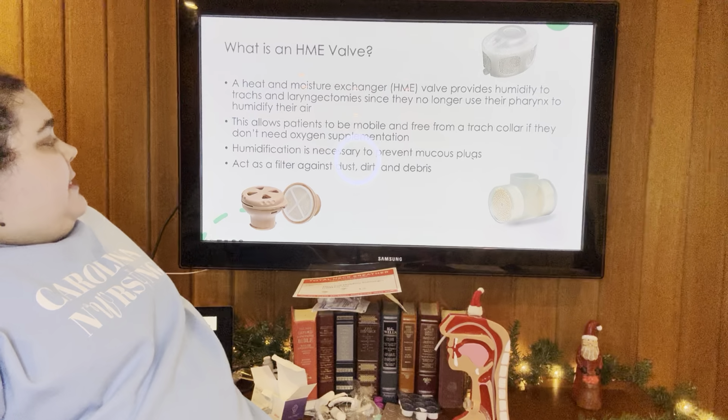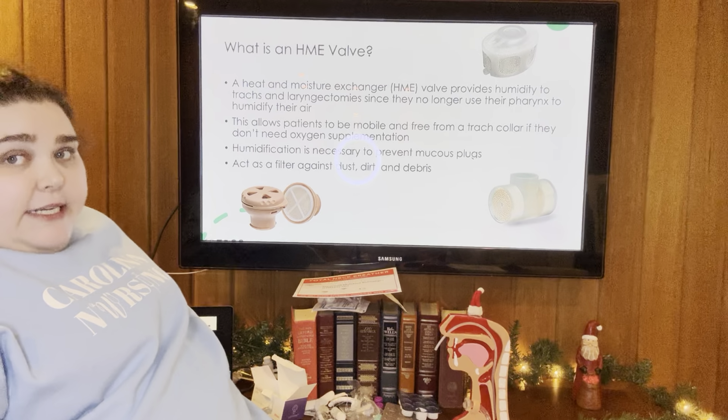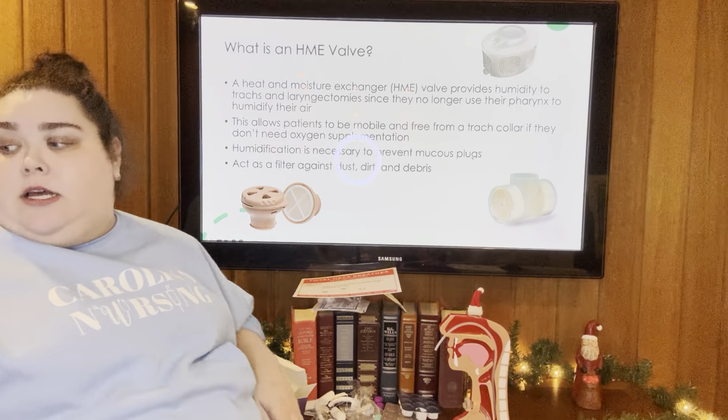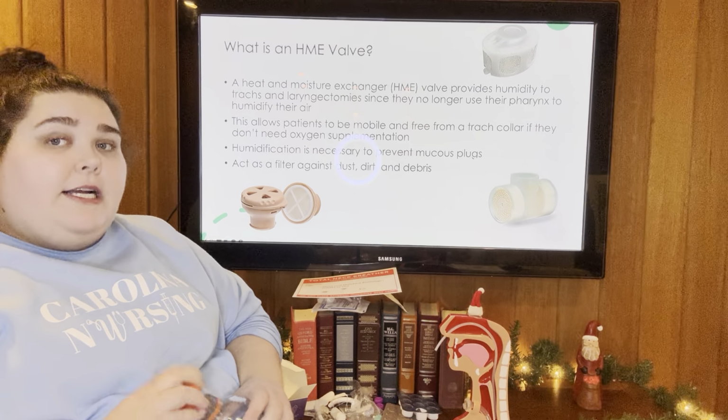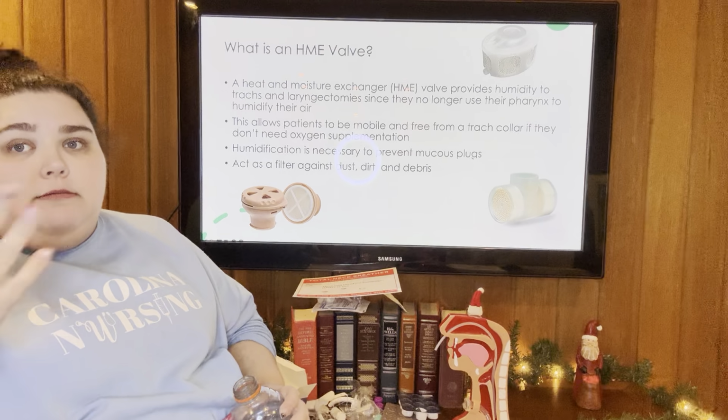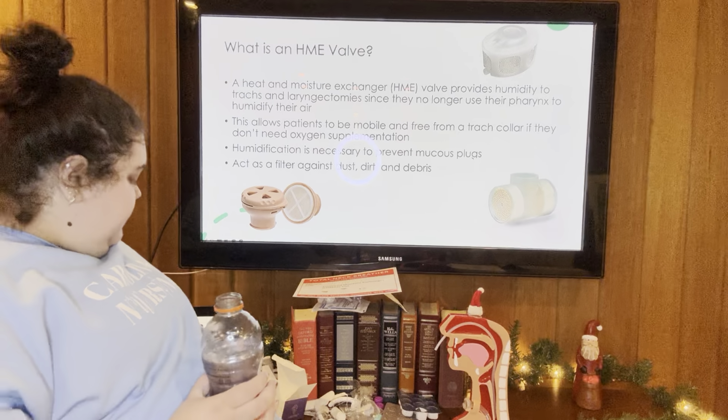Those act as a filter against dust, dirt, and debris, which is the biggest, most important thing. So we really want to make sure that patients have at least something covering their trach, so they're not getting things directly into their airway.